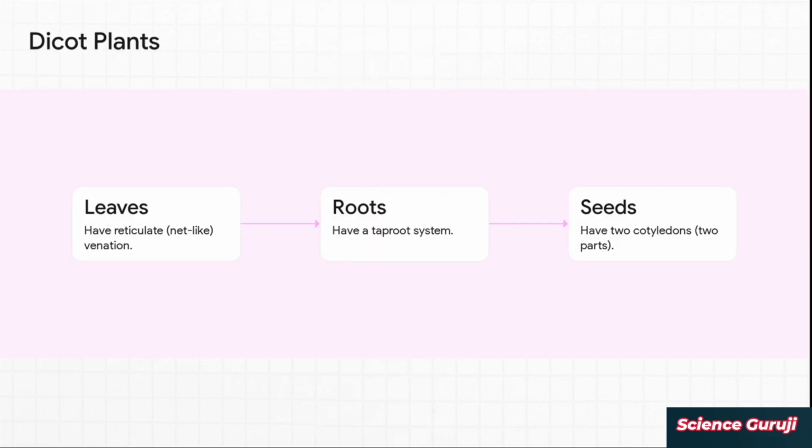All right, here's the first part of the code. Plants with that net-like reticulate venation in their leaves often have a single main root, which we call a taproot. And get this, their seeds, like a chickpea, can actually be split into two parts. We call these plants dicots.